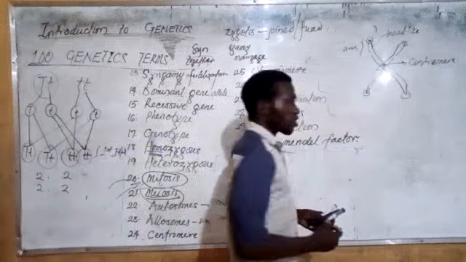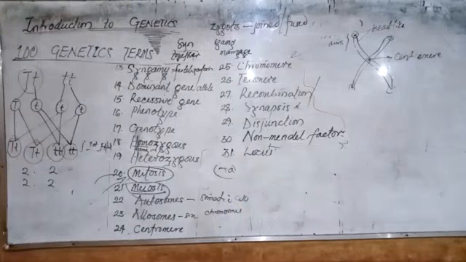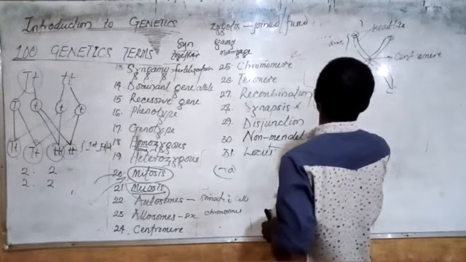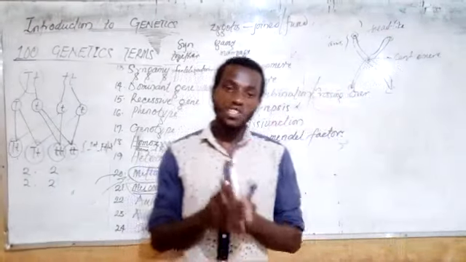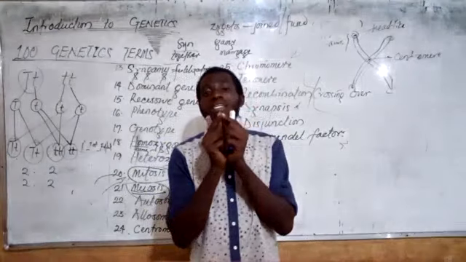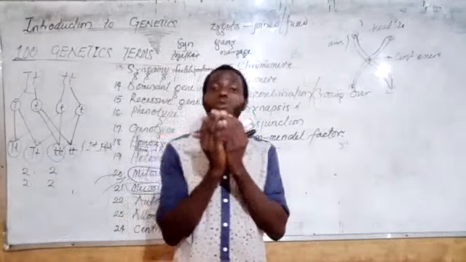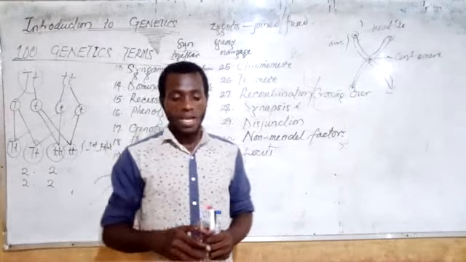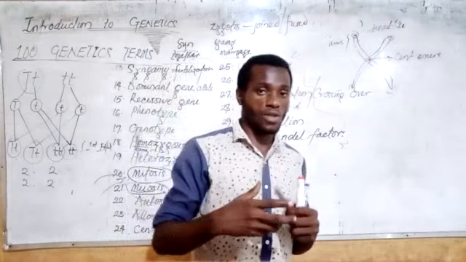Then recombination. Recombination is another word for crossing over. Now, crossing over is the exchange of genes at different loci on the chromosomes, on sister chromosomes that come together at the pachytene stage of the first meiotic division. Remember, please go and watch that video on meiosis if you have not, in order to be able to comprehend this terminology very well.